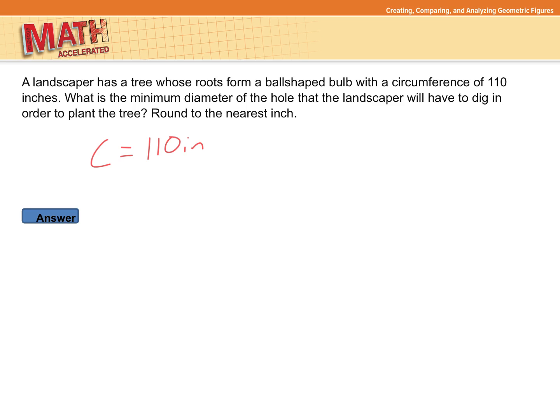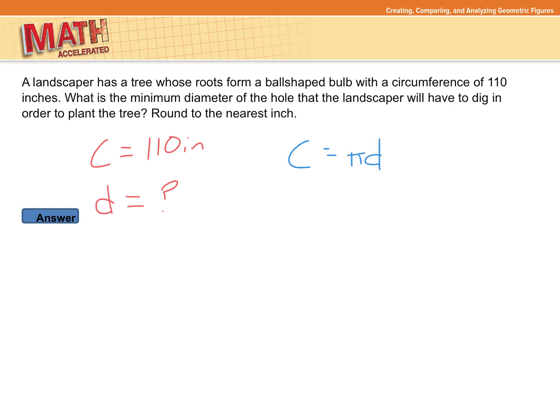We move on. What is the minimum diameter of the hole that the landscaper will have to dig in order to plant the tree? We're looking for the diameter. So, how can we use the given information to find the diameter? Use the circumference formula. Circumference formula we said was pi times the diameter. So plug in what you know.